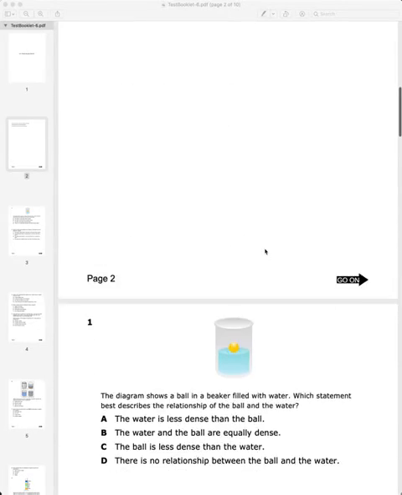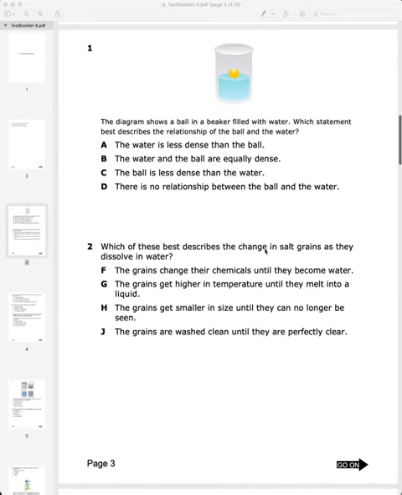We'll go down to page 1. Number 1, or actually page 3, number 1. The diagram shows a ball in a beaker filled with water. Which statement best describes the relationship of the ball and the water? A. The water is less dense than the ball. B. The water and the ball are equally dense. C. The ball is less dense than the water. D. There is no relationship between the ball and the water.